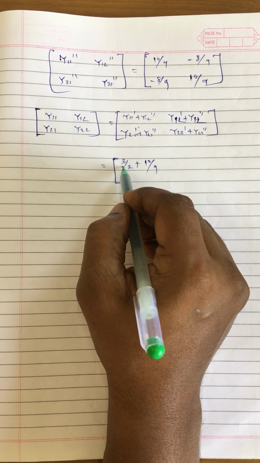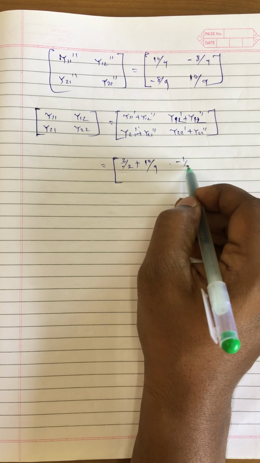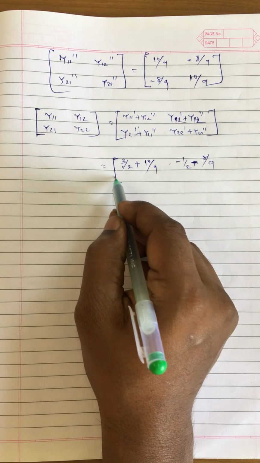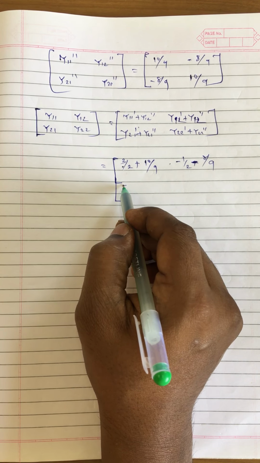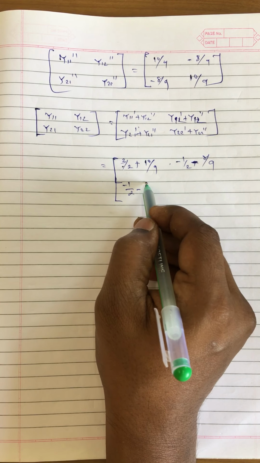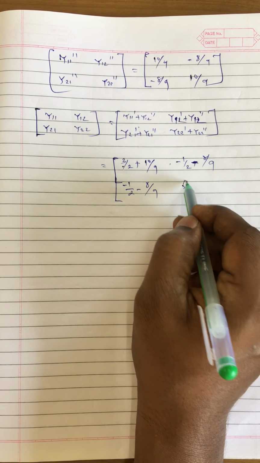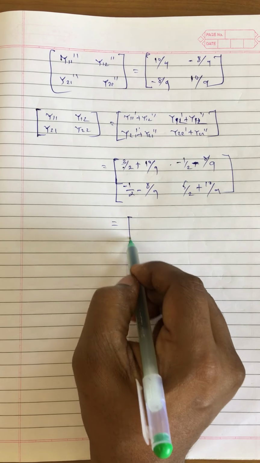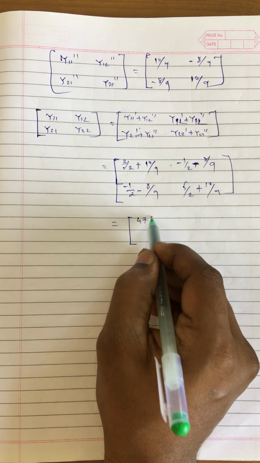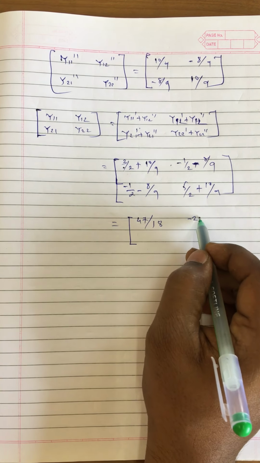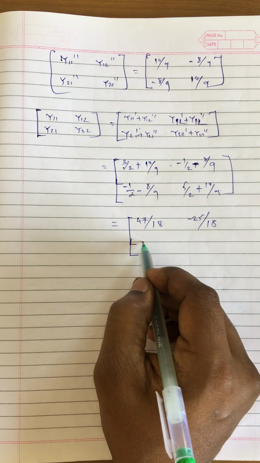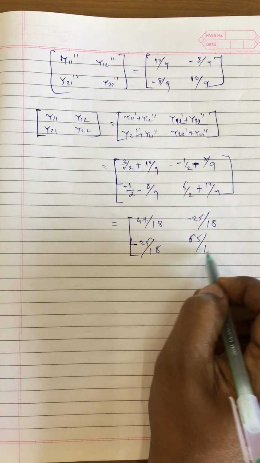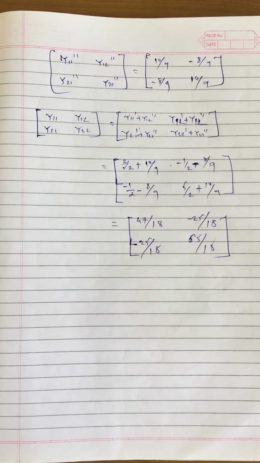3 by 2 is Y11 dash, plus 10 by 9. Minus 1 by 2 plus minus 8 by 9. Similarly, minus 1 by 2 minus 8 by 9, and 5 by 2 plus 10 by 9. So you will get the Y parameters as 47 by 18, minus 25 by 18, minus 25 by 18 and 65 by 18. This is for a parallel connection.